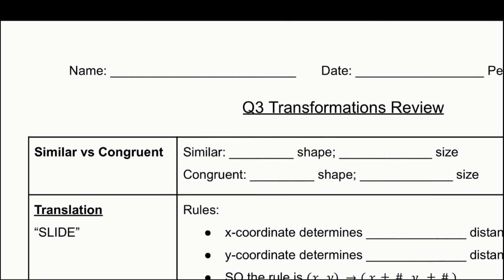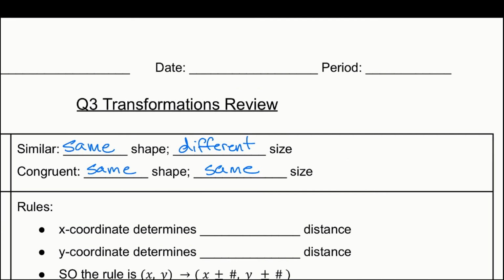Similar versus congruent, okay? Something is similar if it has the same shape and different size. Something is congruent if it has the same shape and the same size. At least the way in which I taught you, there are three dilations that are going to be congruent and one that's similar. The one that is going to be similar is the change in size, which would be a dilation.